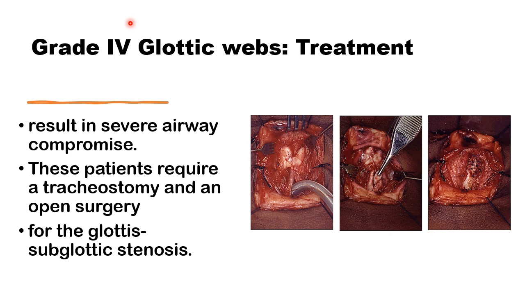Grade 4 glottic webs cause a severe airway compromise. The webs are usually not only long but also very thick with cartilaginous components, and these webs in grade 4 would require open surgery, usually with free grafting with cartilage, in order to reconstruct the larynx, the glottic and the subglottic area, and the patient would also have a tracheostomy temporarily.